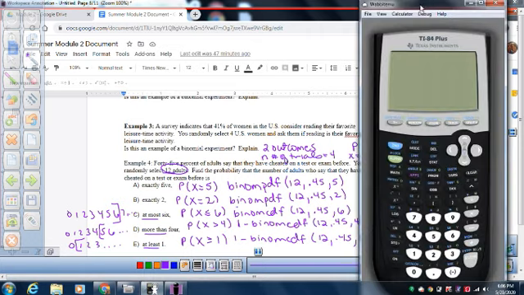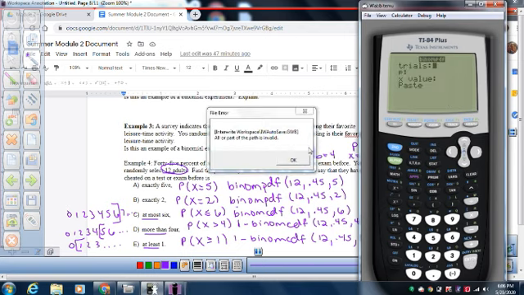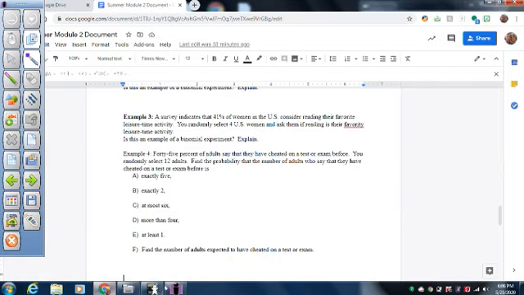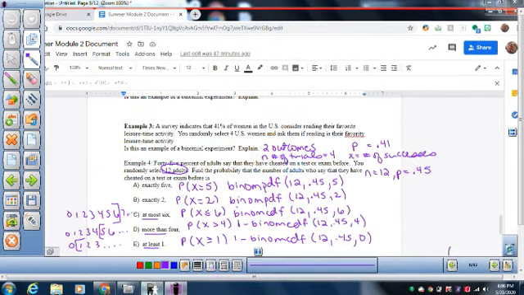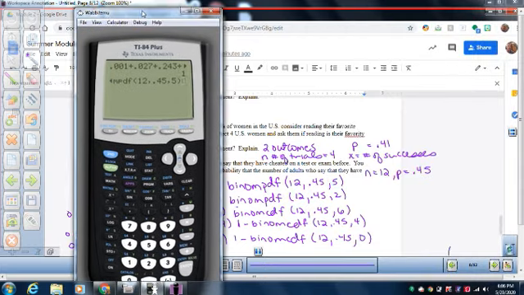So what that looks like on your calculator: second vars, you can scroll up or down, up will actually get you there faster. I choose PDF, so n is 12, p is 0.45, my x value is 5. And when you hit paste, if you have a newer calculator, it pastes it to look like exactly what I wrote out.